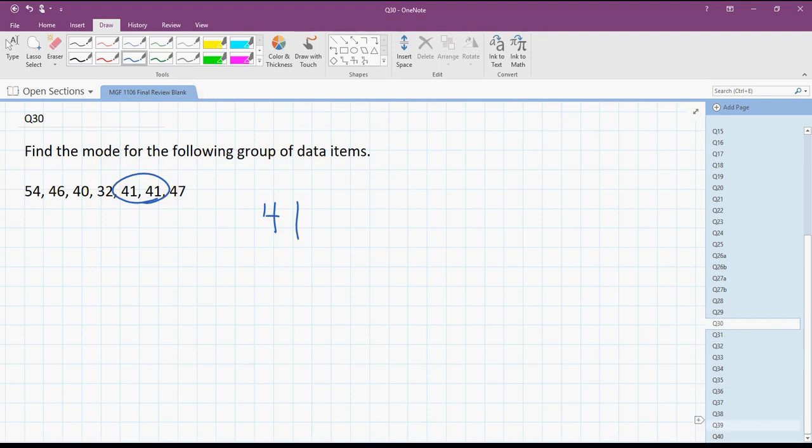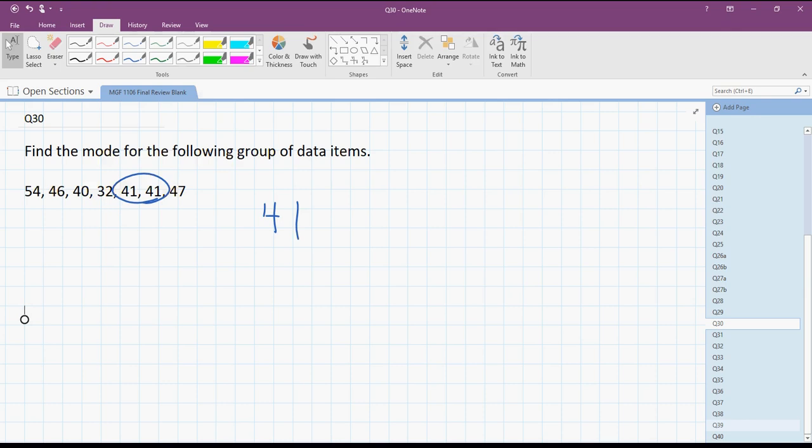Nope. The number that happens the most. So you have to be careful by saying just repeats, because I need the number that happens the most. In this case, the number that happens the most is 41, because there are two 41s and everybody else, there's only one of them. Okay?